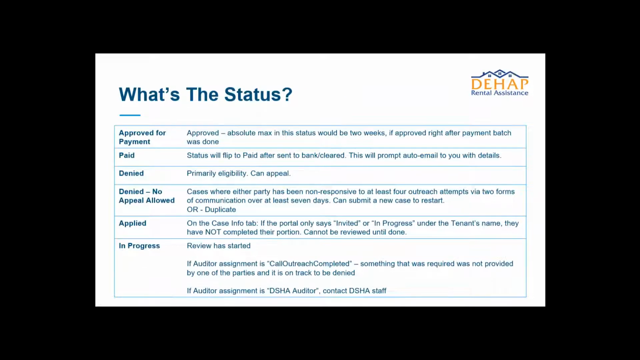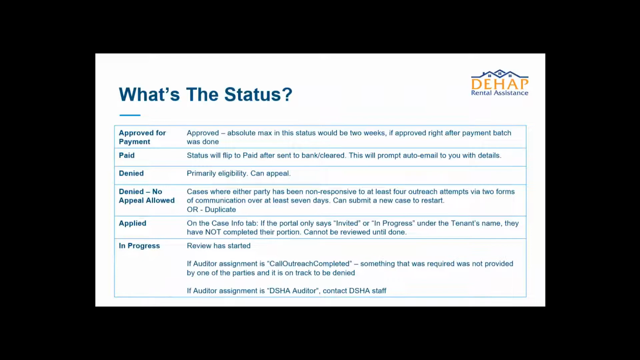So some of the statuses that we've had questions over, what do they mean? Where is my application when it's in this status? I'll start at the bottom. In progress means that the review process has started. An auditor can take a look at it and make sure that all of the documents are there on the landlord side and the tenant side.